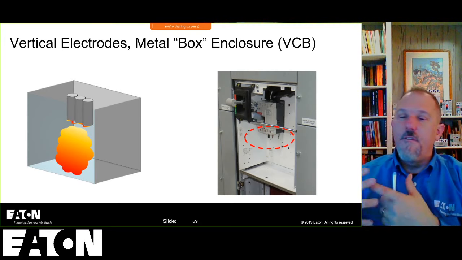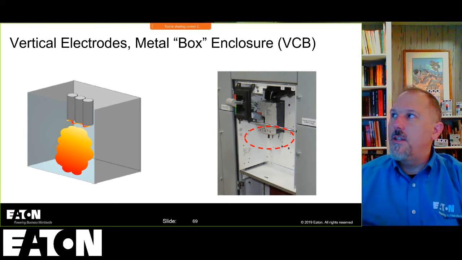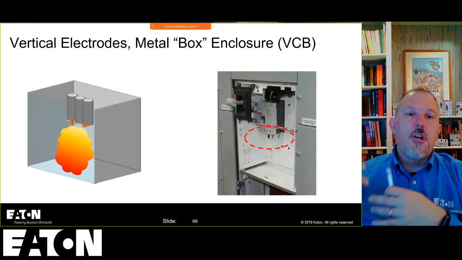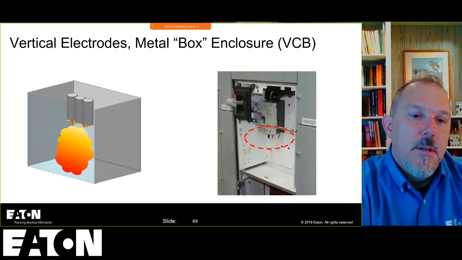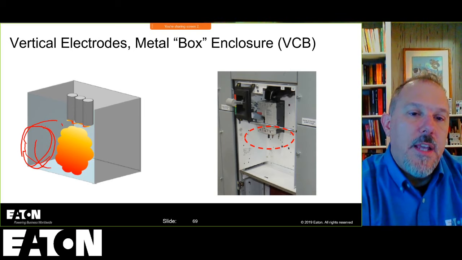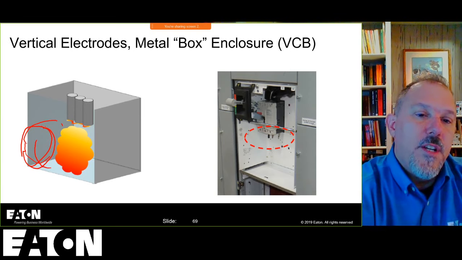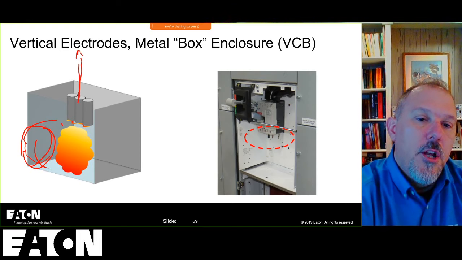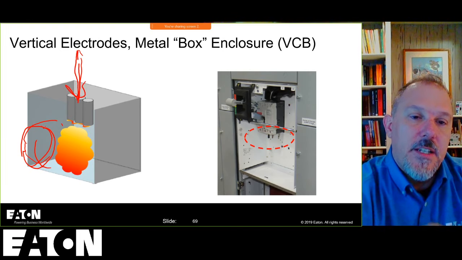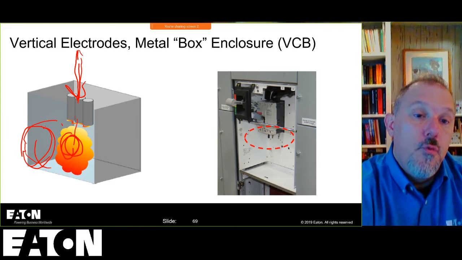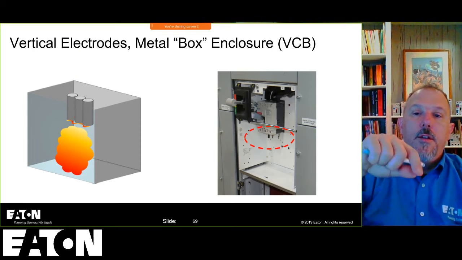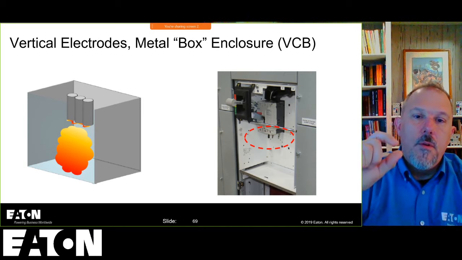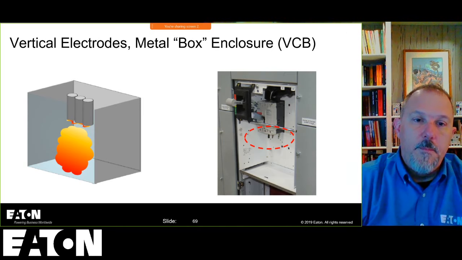This is what we call vertical electrodes in a metal box, so it's termed VCB. You have a gap in between here. Remember, the arc always flows away from its source. So the arc is going to come down. You're facing and looking at this flat bar. It's going to come out and then plume. I call that a plume. That's just the way I am. So that's a vertical VCB, vertical bus.